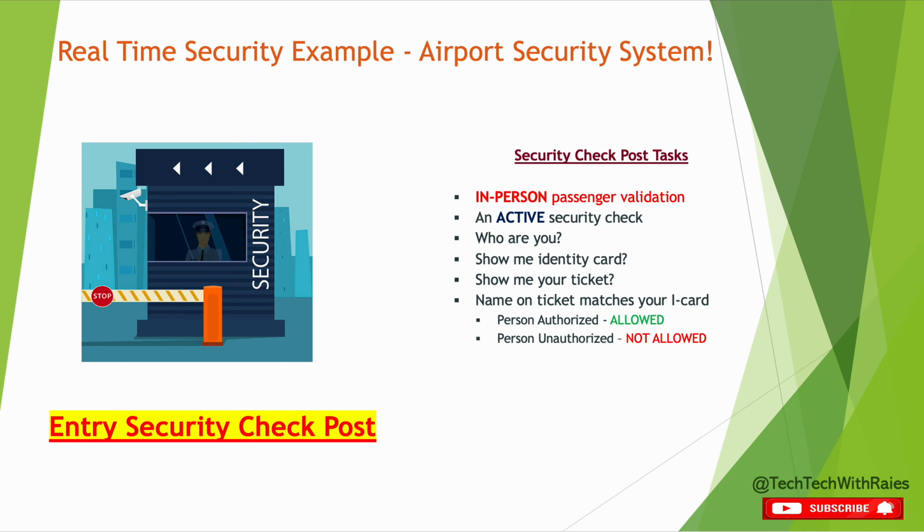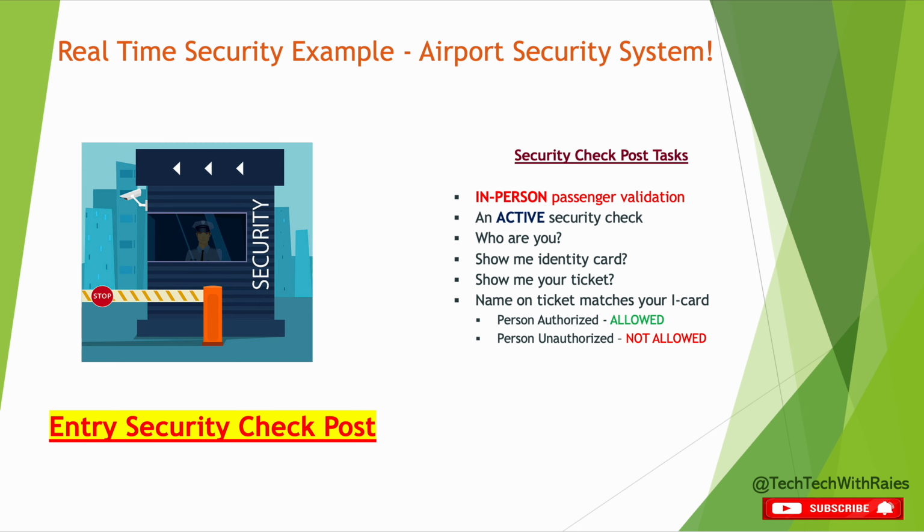There are several layers of security: an outer layer, then inner layers. The first time you reach the airport, there is a security check post. What they do is in-person passenger validation. In-person means every person will be verified for security. It is an active security check, which means the person will be physically validated.